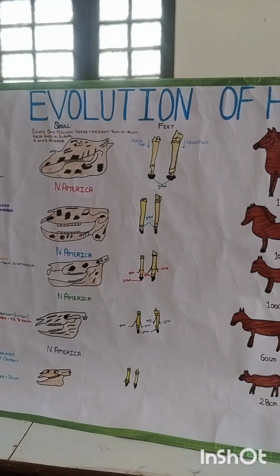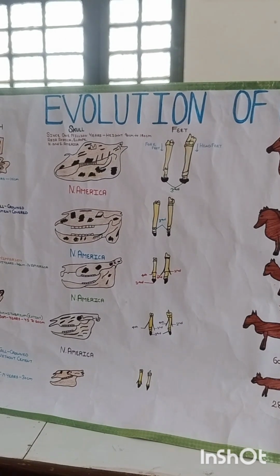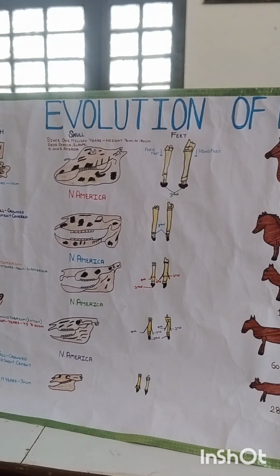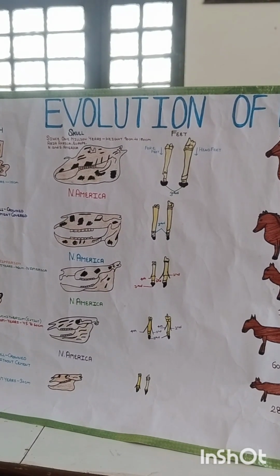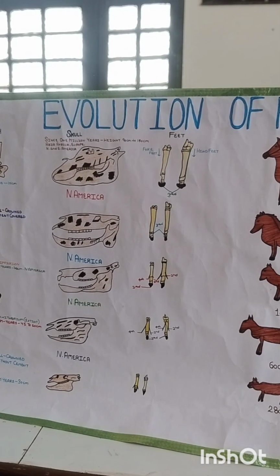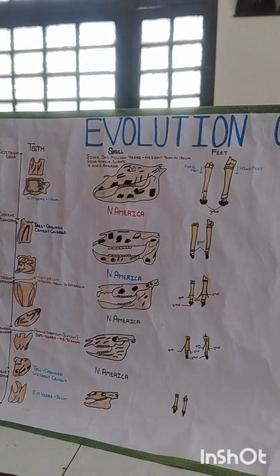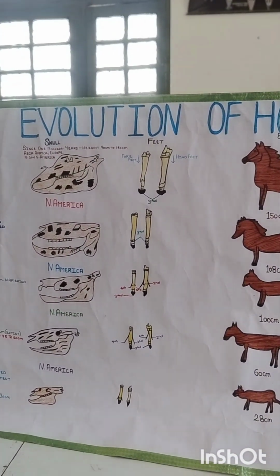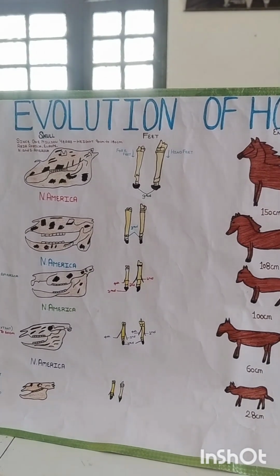So in the evolution of the horse, there are mainly 5 stages. First is Eohippus, called the dawn horse. Then second is Mesohippus, called the Oligocene horse, or forest dweller. And then Merychippus, or ruminating horse. And then next is Pliohippus, or Pliocene horse. And the last one is the modern horse, that is Equus. So you can see the major changes.